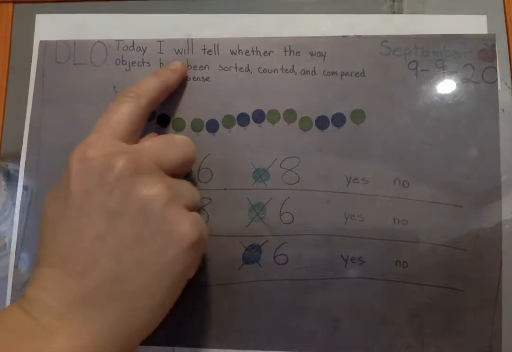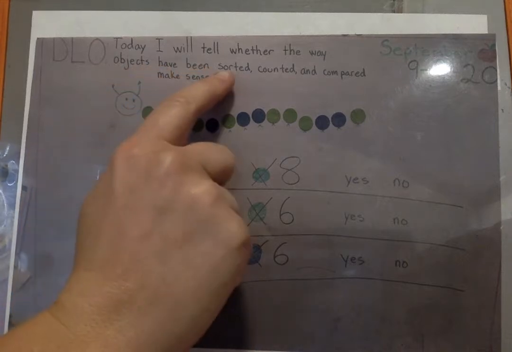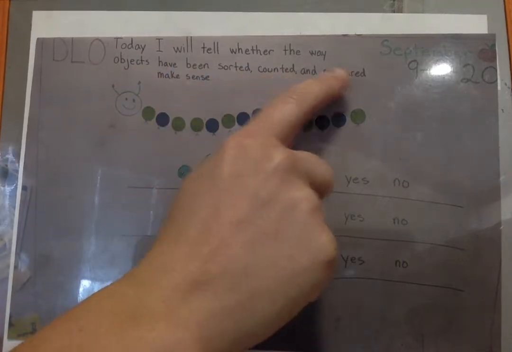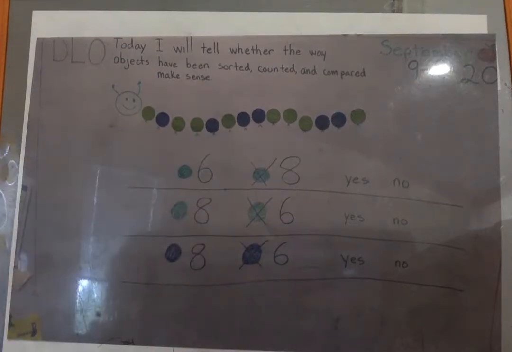Today I will tell whether the way objects have been sorted, counted, and compared makes sense. That's really long, so let's go over it nice and slow.